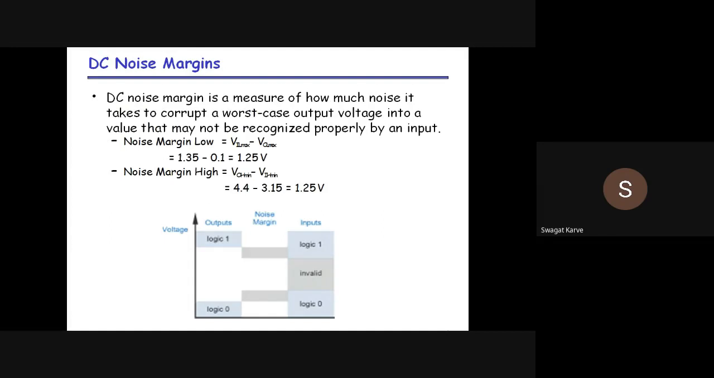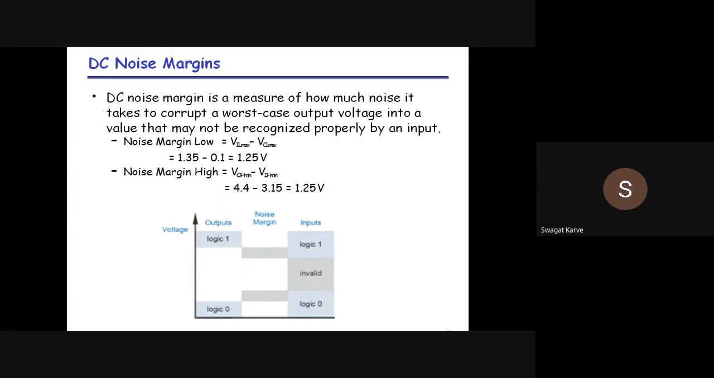Then we will talk about the DC noise margin. Okay, so what do you mean by this DC noise margin? There are two different margin levels: low margin and high margin. What do you mean by low margin level? There is a formula to calculate this low margin level, which is VIL max minus VOL max, right? VIL max minus VOL max. How to calculate that low margin level?